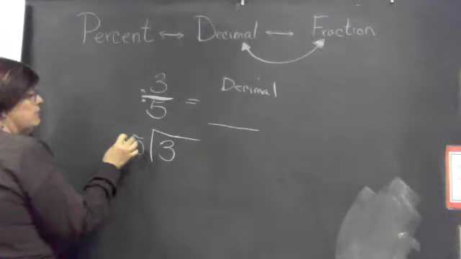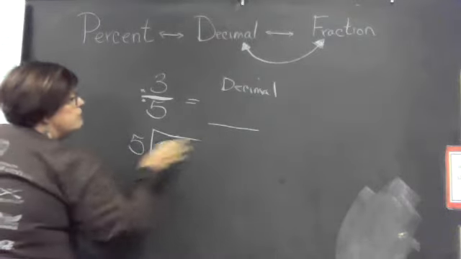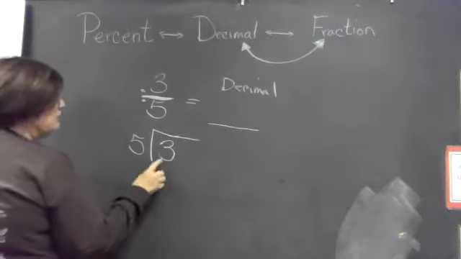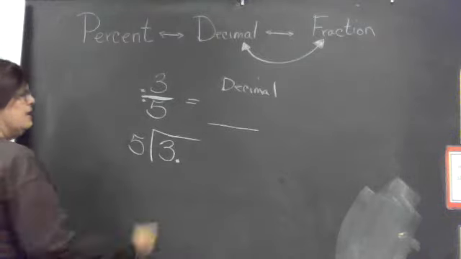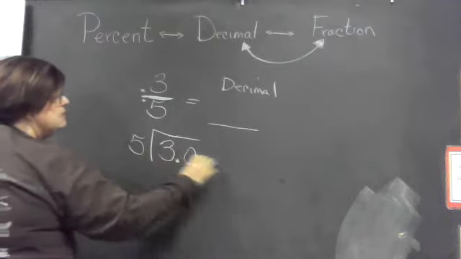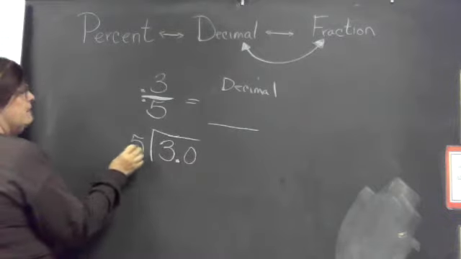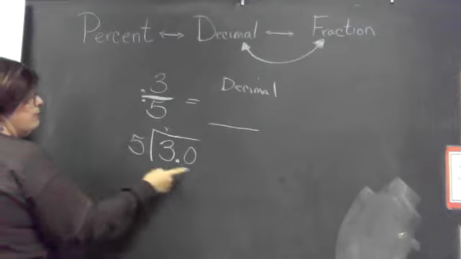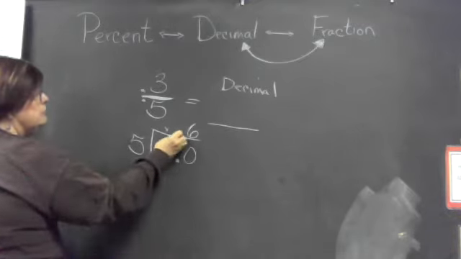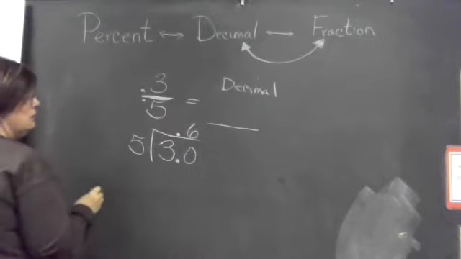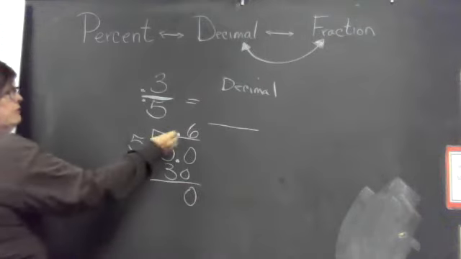There are no groups of 5 in 3, and so we need some more numbers out here. You don't make up your numbers, but the decimal in a number is always at the end. It's another invisible thing. And after the decimal, you can add as many zeros as you want to, depending on how far you want to go out. So 5 wouldn't go into 3, but 5 will go into 30 6 times. Now the decimal that's in the problem goes up here. And 6 times 5 is 30. And we have nothing left over.